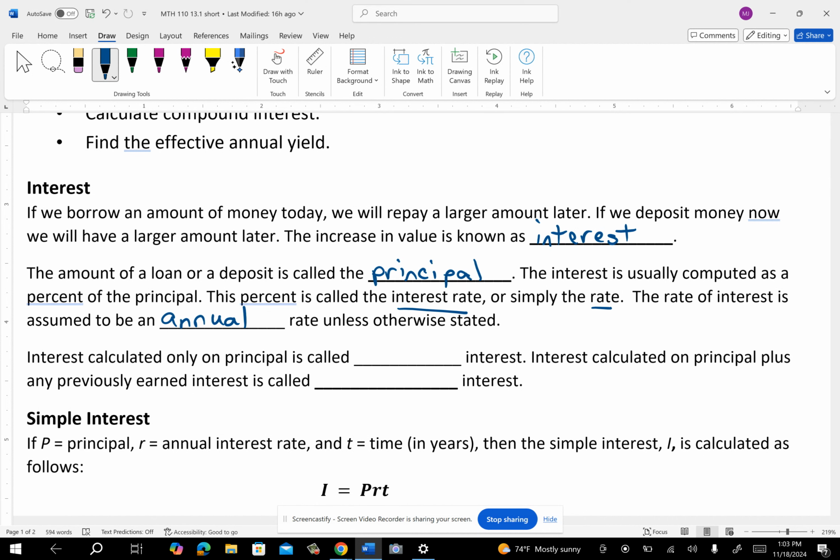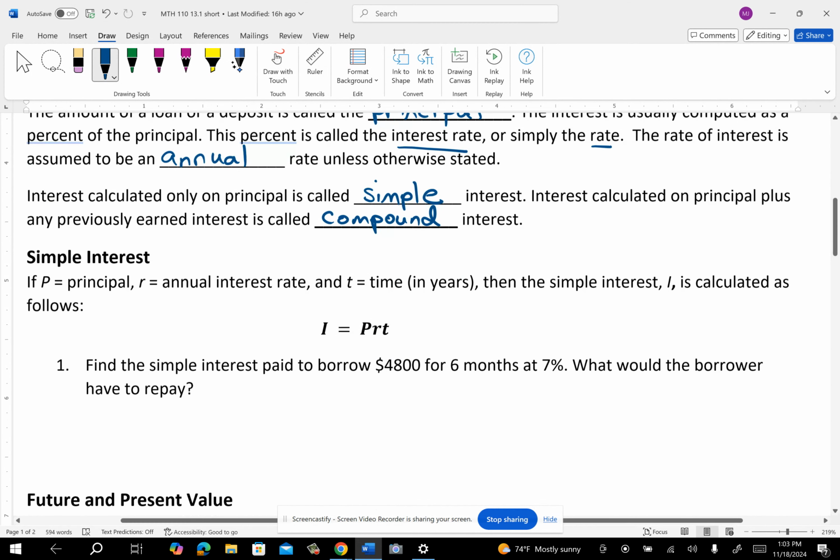Now, interest can be calculated only on the amount you originally deposited, the principal. When that's the case, that's called simple interest. But if the interest is calculated on the principal plus interest that you might have earned previously, that's called compound interest. All right, so first I'm going to be focusing on simple interest.